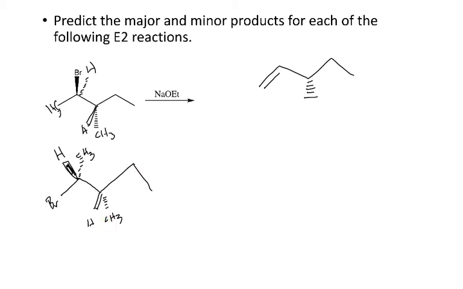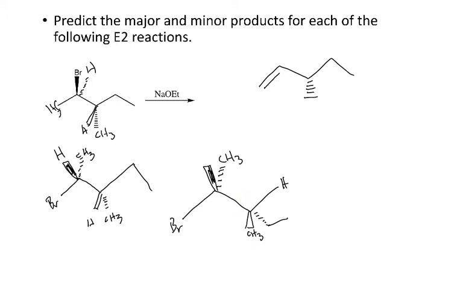And so when I redraw that, the first carbon didn't change. Now we have the hydrogen here. The methyl is going to take the place of the hydrogen, and the ethyl is going to take the place of the methyl. And so now my bromine and hydrogen are anti-periplanar, and so now I can go ahead and eliminate those guys, and I'll get the double bond here.